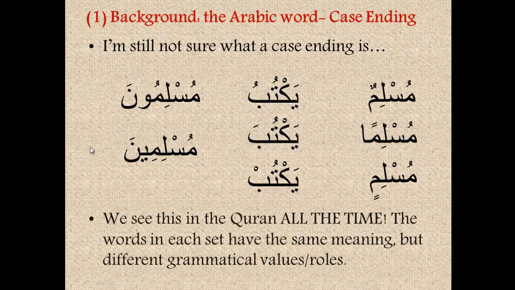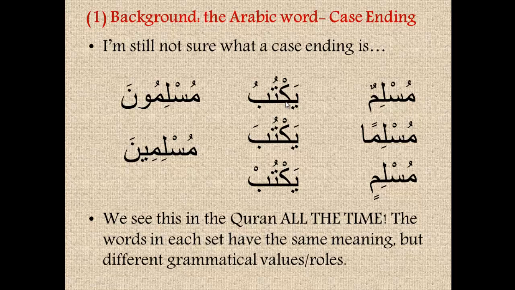Okay, what's going on here? We see this in the Quran all the time. The words in each set have the same meaning, but each word has a different grammatical value and role, and that's what the case ending tells us. Again, Arabic grammar answers such questions as, when is it appropriate for us to say Muslimun? When do we say Musliman? And when do we say Muslimin? And in each particular sentence, there is only one correct answer. It's either yaktubu or yaktuba or yaktub.